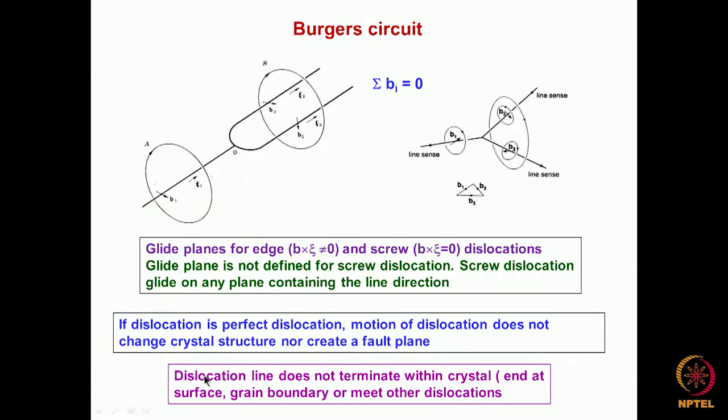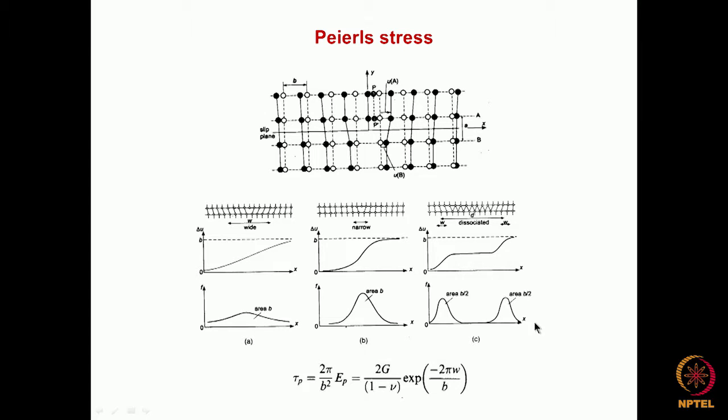This I had already explained to you, that the dislocation line does not terminate within a crystal. Why should it be so? Now one more thing which I will talk about: I mentioned the frictional stress. How do you define a frictional stress? We talked about the theoretical strength which is required in the case of a material which does not contain any dislocation, in the last class.